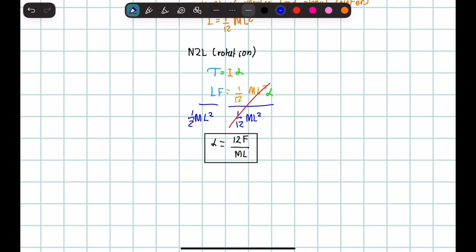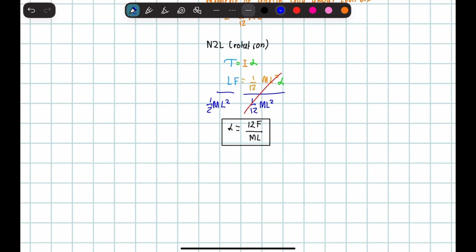So according to Newton's second law of rotation, we know that tau is equal to the inertia times the angular acceleration, right? We know that tau is equal to LF, so we can substitute that in there. And we know that the inertia is 1 divided by 12 times ml squared, times alpha. So dividing both sides by 1/12 ml squared, then we cancel that out on the right side. Now you just have alpha equal to 12 times F divided by ml.